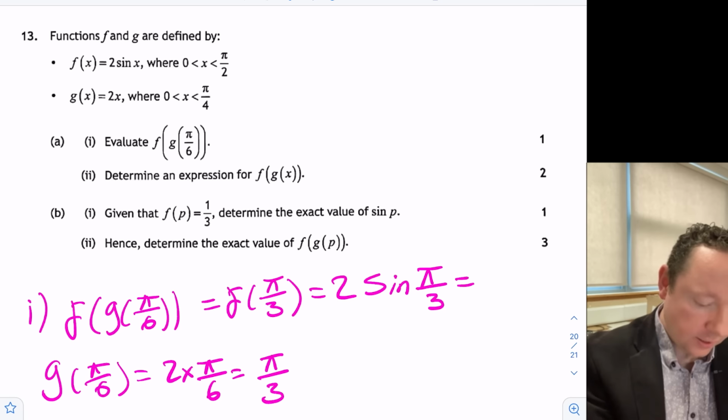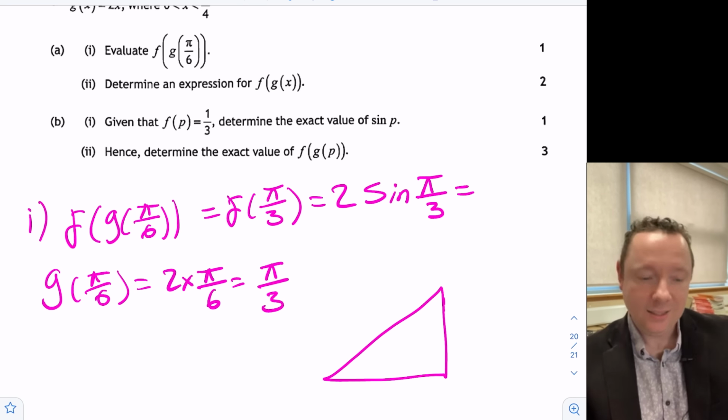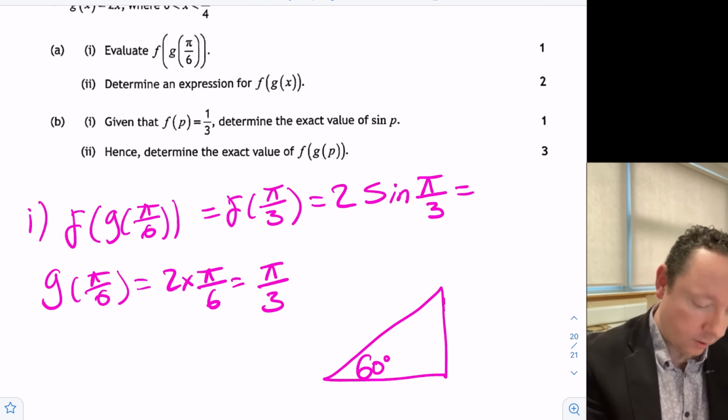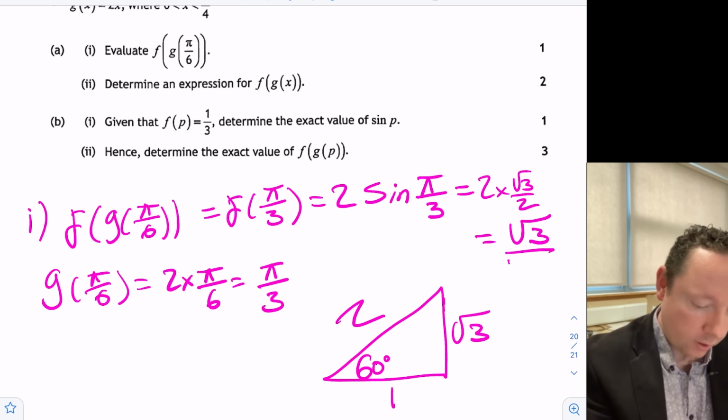Sine of π/3 is an exact value. If you don't know it, π/3 is 60 degrees. So I've got 60 degrees here, an equilateral triangle. So it goes 2, but it's been cut in half, 1, and that's root 3. So the sine of π/3, opposite over hypotenuse, is root 3 over 2. So that's 2 times root 3 over 2, which is simply root 3 as our final answer.